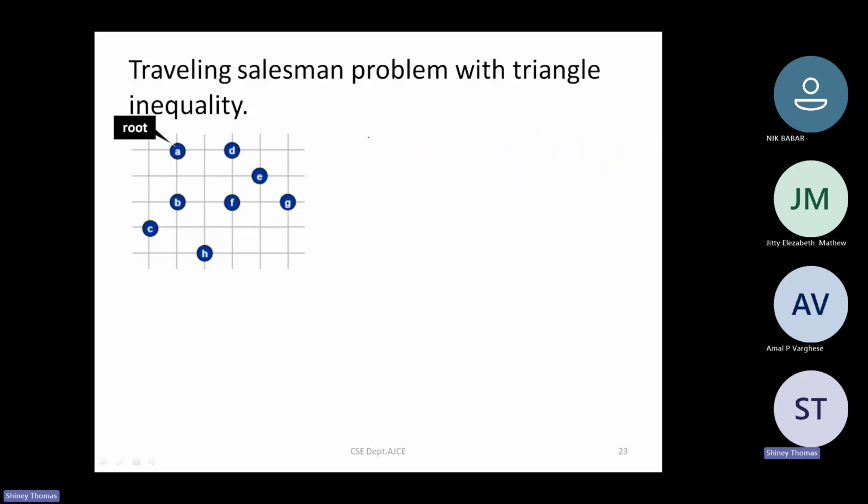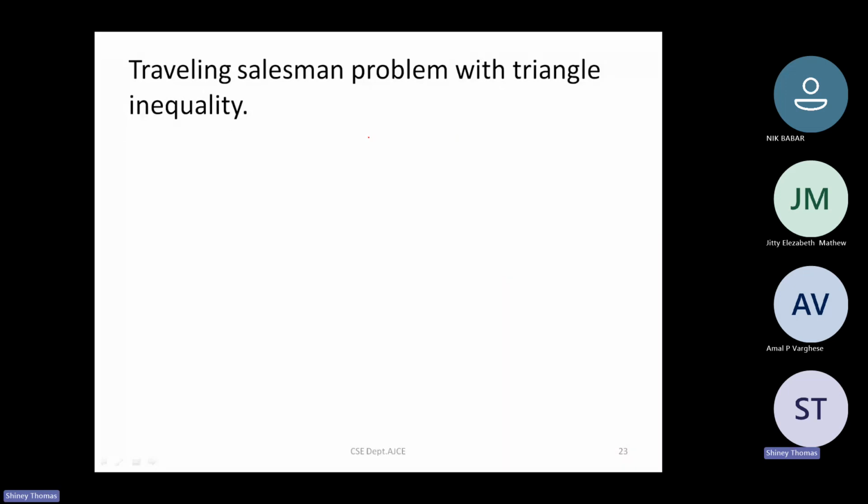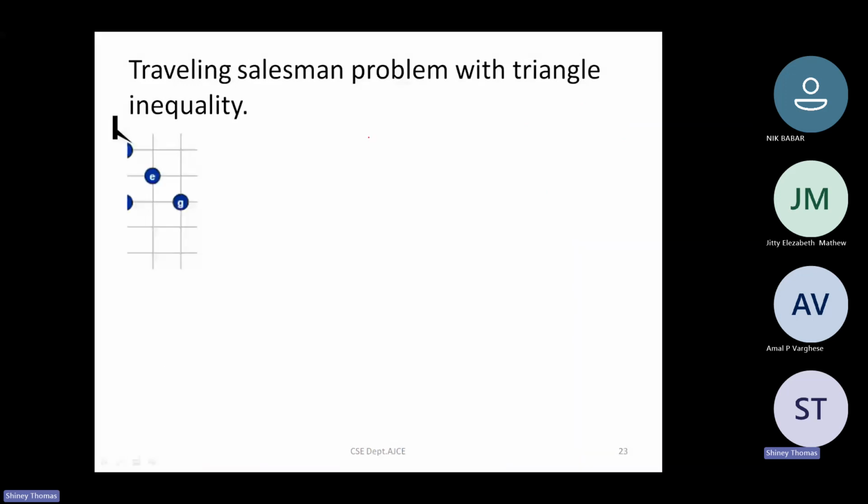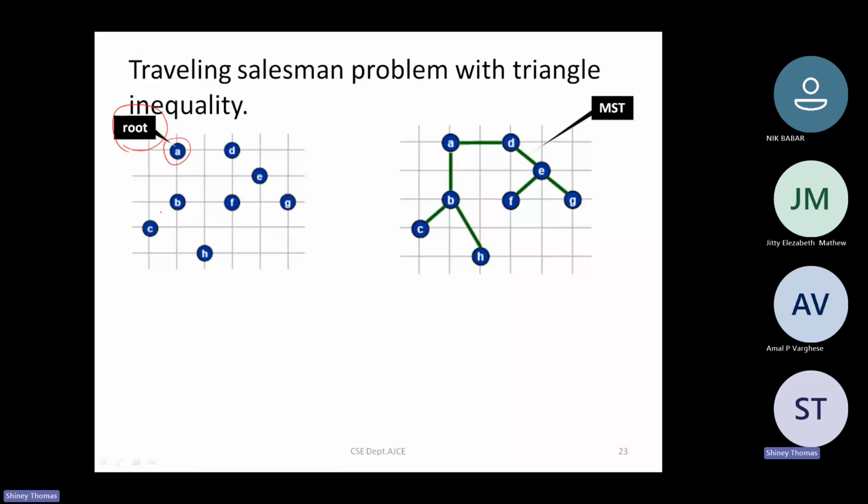Okay, now what was the second step? Do you remember? Compute the minimum. Now we have to start from a node, so we can start from anywhere. So what was the starting point that we looked at? We selected the root node. We have taken A as a root node. Okay, we are going to start from A.